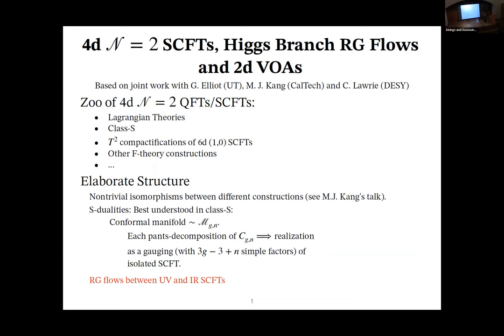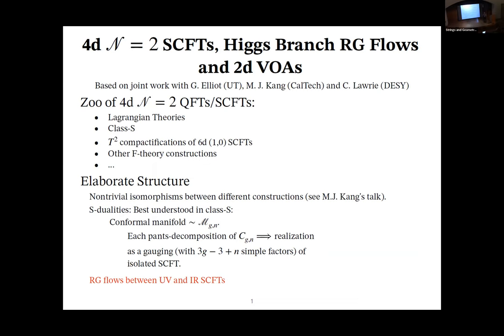And there's a very elaborate structure of these theories, which we're trying to unravel. Monica talked about non-trivial isomorphisms between theories constructed in different ways. There are S-dualities, another class of isomorphisms, which I think are best understood from the point of view of class S, where the conformal manifold of these theories is, roughly speaking, the moduli space of genus g curves with n punctures, and each pants decomposition of the curve. So for genus zero, there are (n-1) double factorial of those.